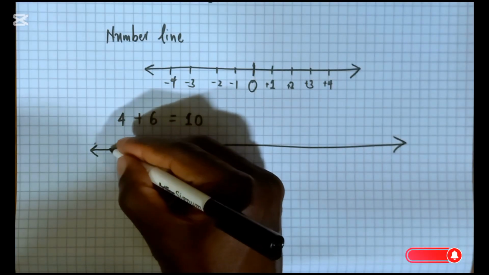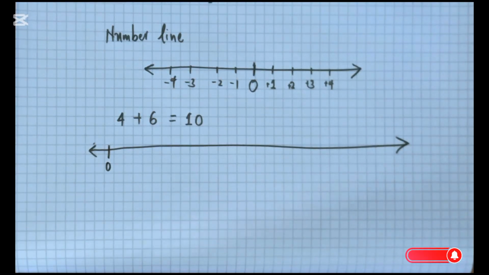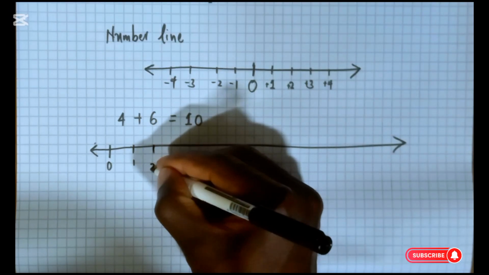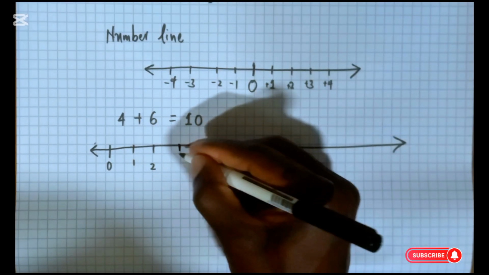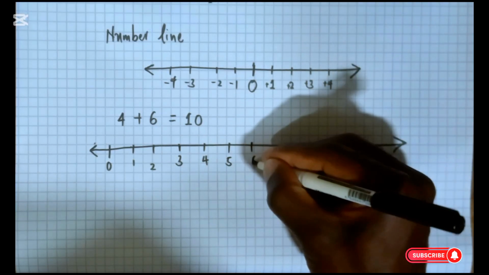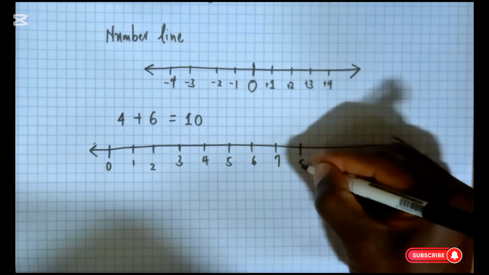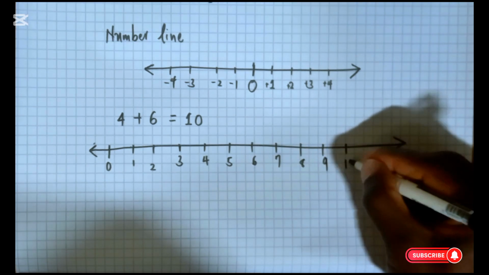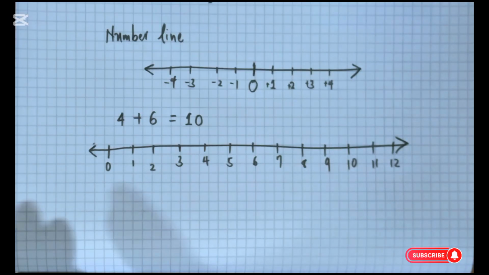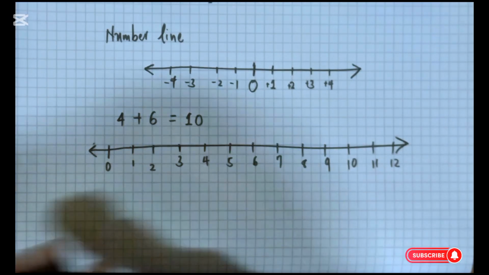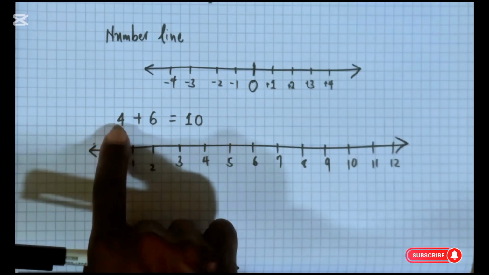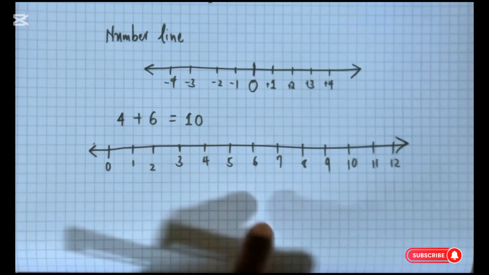All right. And then right here, I'm going to have 0. So I'm going to have 1 afterwards. Then I'm going to have 2. Then I'm going to have 3. And I'm going to have 4 and 5. Going on 6, 7, 8, 9, 10, 11, and I can continue up to infinity. Of course, we expect that the numbers to the left of 0 will be negative numbers, but in this particular case, we are more concerned about representing the sum of 4 plus 6 on the number line.